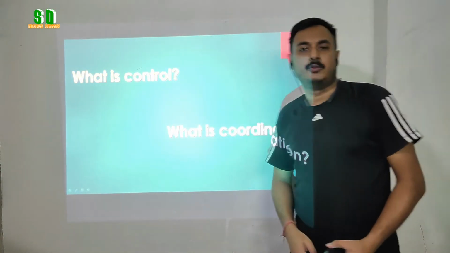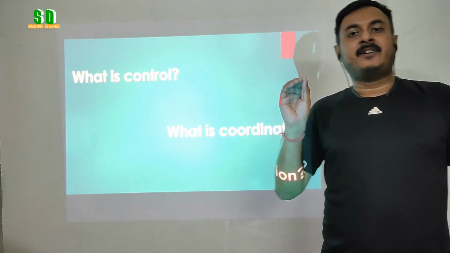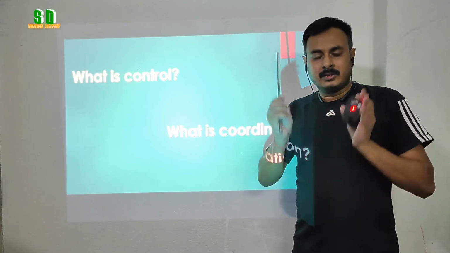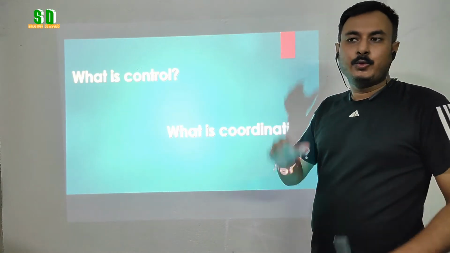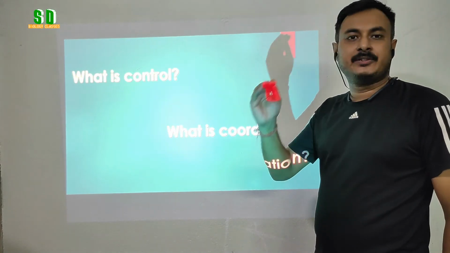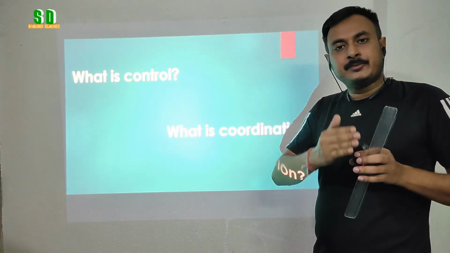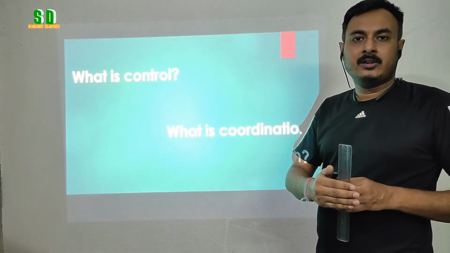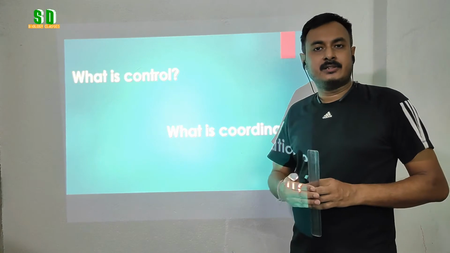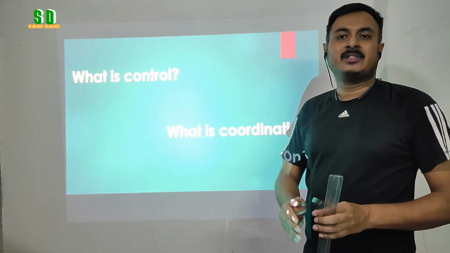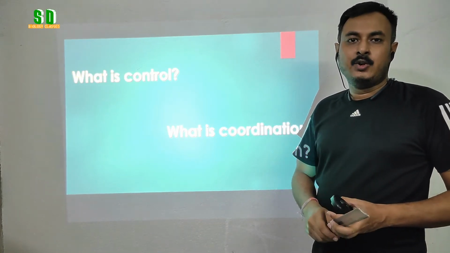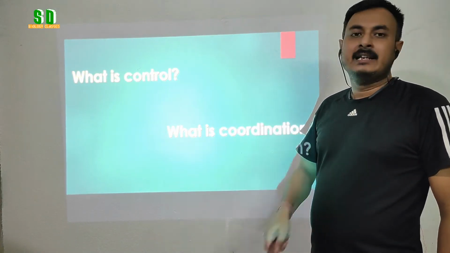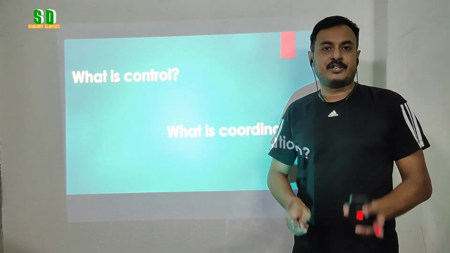See, what is control? There are various functions that are always working in a living body, but there is a need of something which can regulate the pace of this work. Sometimes we have to increase the pace of the work, sometimes we have to decrease it, sometimes we have to initiate some functions, sometimes we have to stop some functions, and for that we need a system, and that is control. That means control is regulation over various functions.